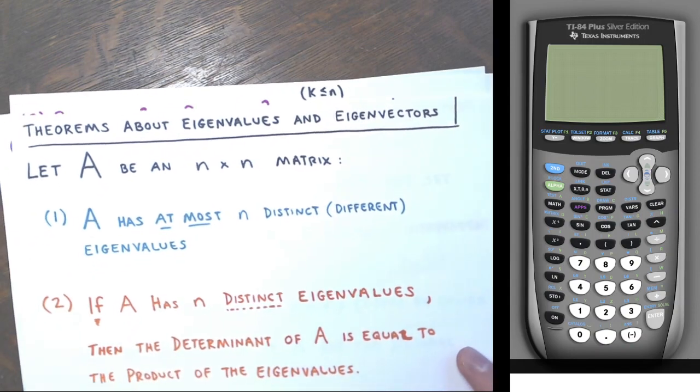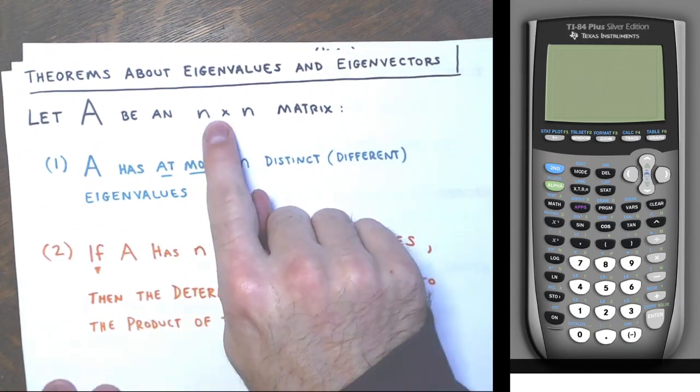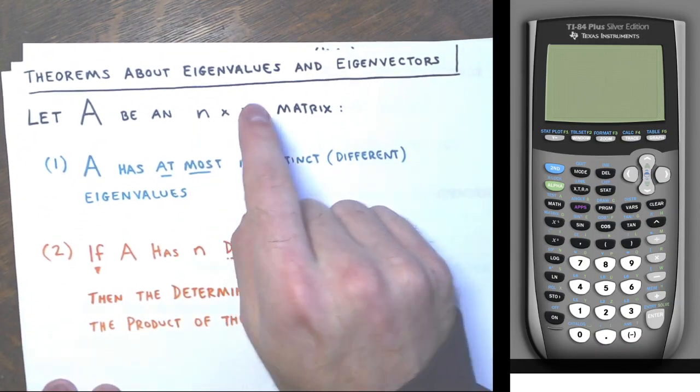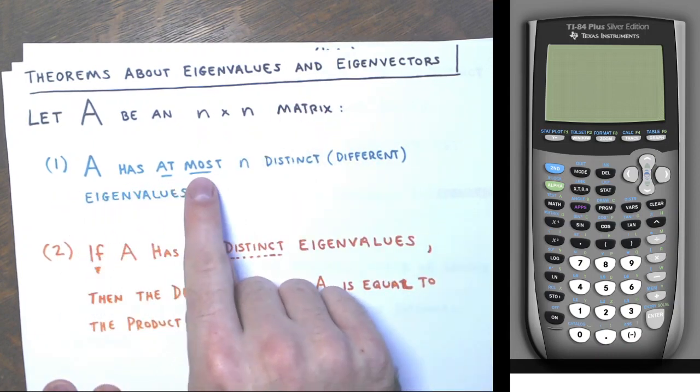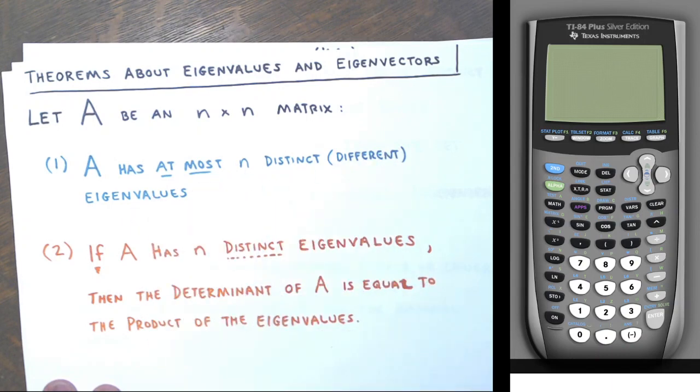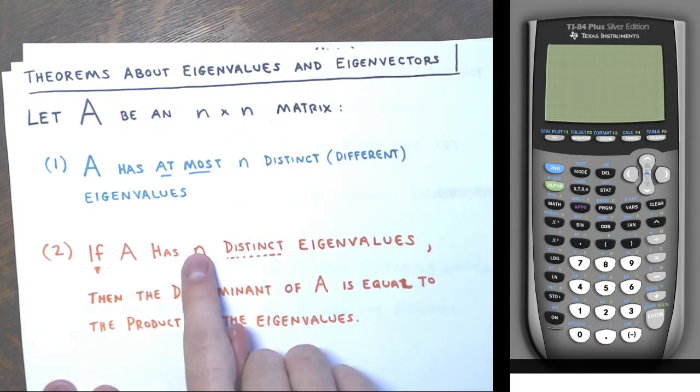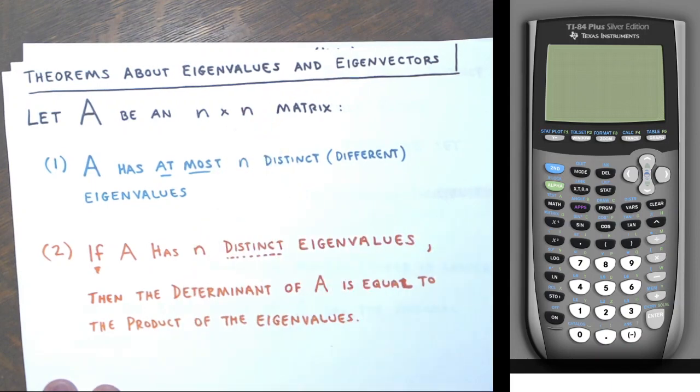Once again, the 5 statements, to finish the video. These are all about square matrices, some n by n matrix. 1, the matrix will have at most n different eigenvalues. Some may repeat, but you don't count repeats more than once when you're writing them in the spectrum. 2, if the matrix has exactly n distinct eigenvalues, then the determinant of the matrix will be equal to the product of the eigenvalues.